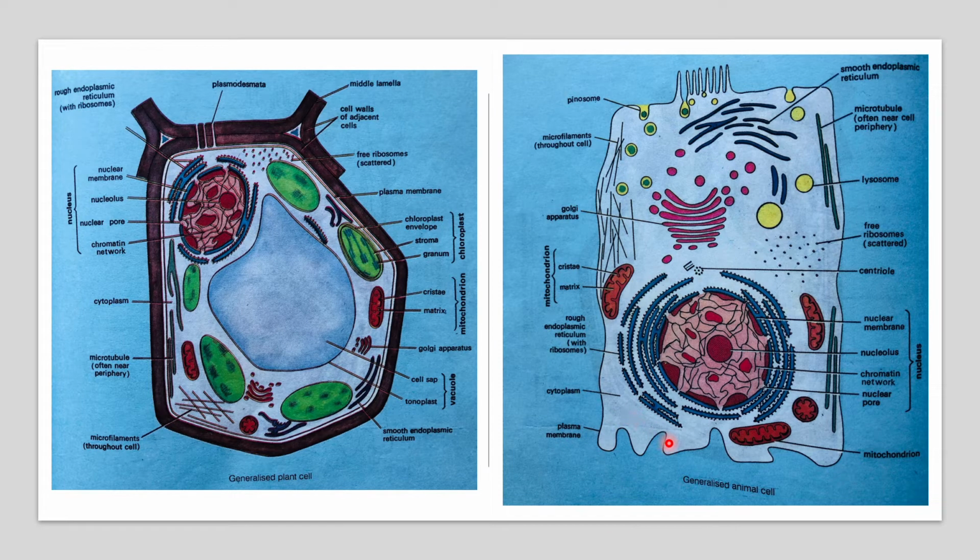Plasma membrane is a thin, elastic, selectively permeable membrane around the cytoplasm. And I have mentioned before that cytoplasm is the cell sap between the nucleus and the plasma membrane. Then we come to the nucleus. In plant cell, the nucleus is present at one side of the cell, but in animal cell, it is centrally located. And most of the cell division activity takes place inside the nucleus.